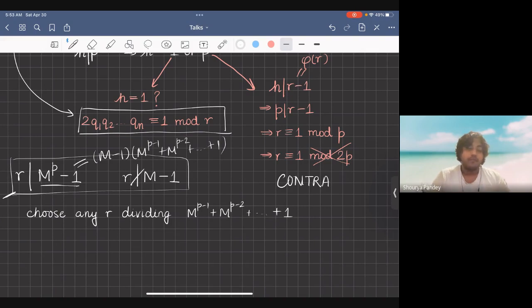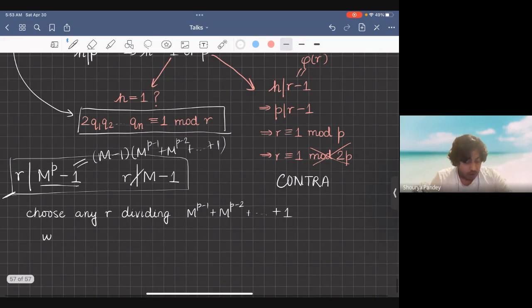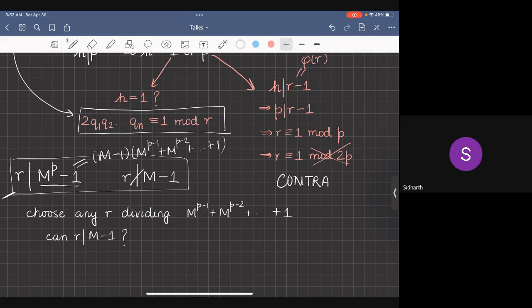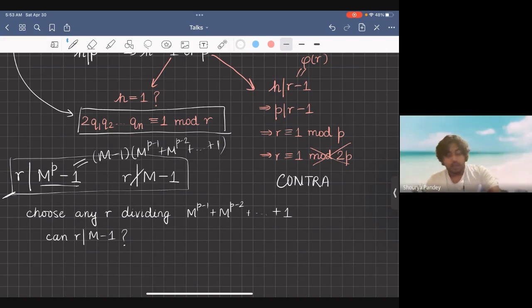What happens if R also divides? Okay, so the question is, can R divide m minus 1? No, because then R divides p as well, just by modular. Exactly. The problem is that if this happens, then m is congruent to 1 mod R. But then this is congruent to 1 to the p minus 1 plus 1 to the p minus 2 plus so on up to 1 mod R, which is congruent to p mod R.